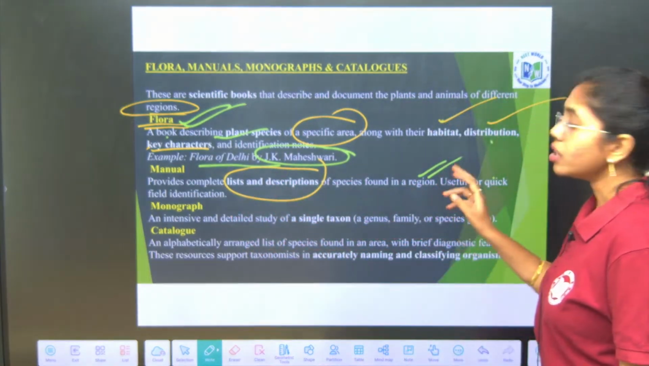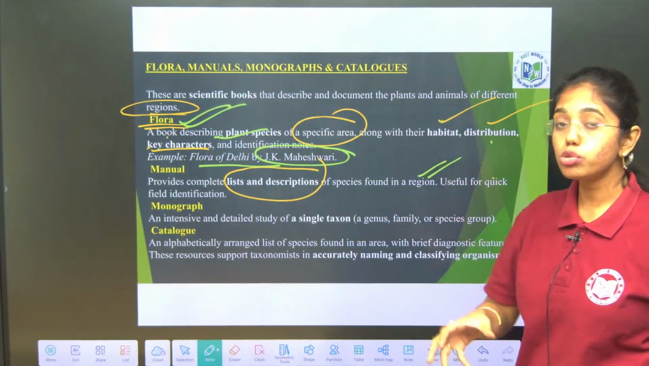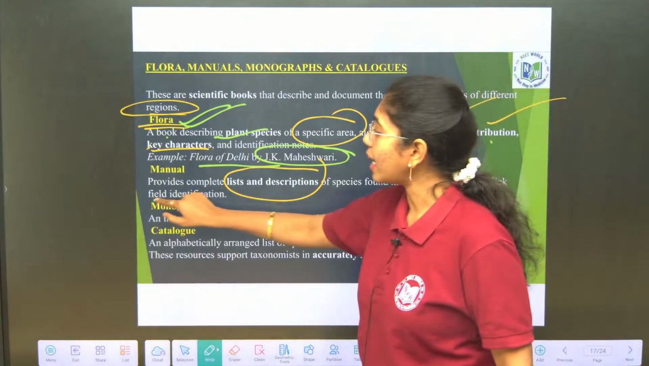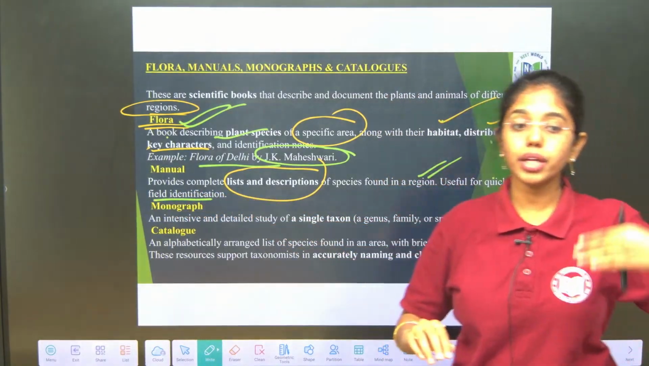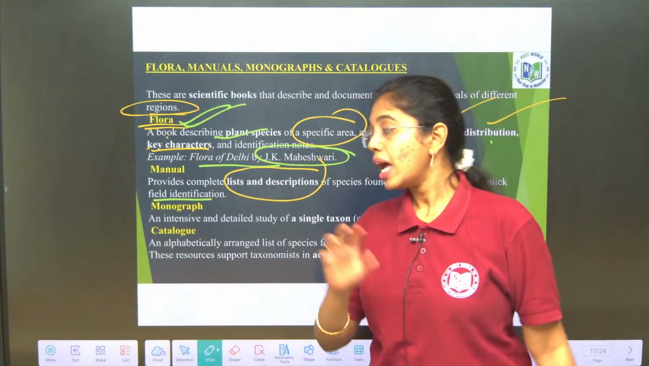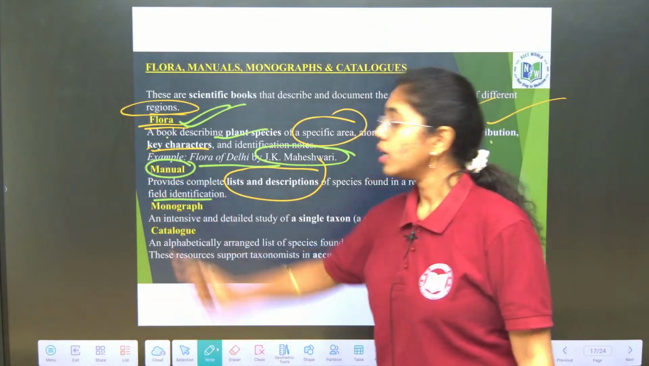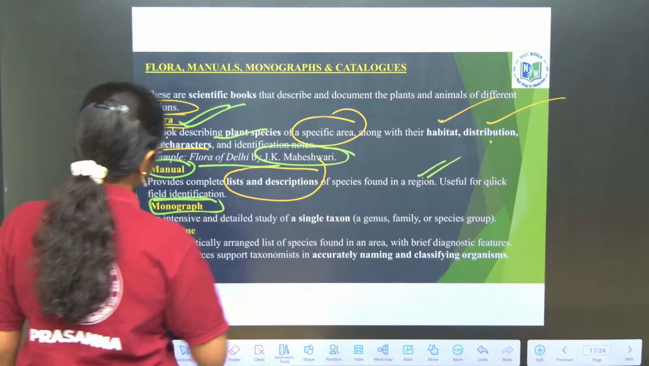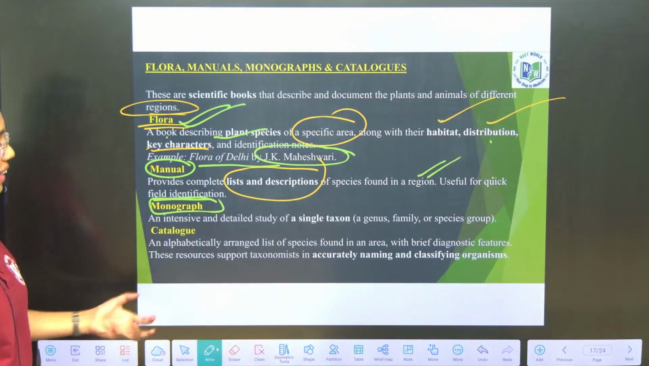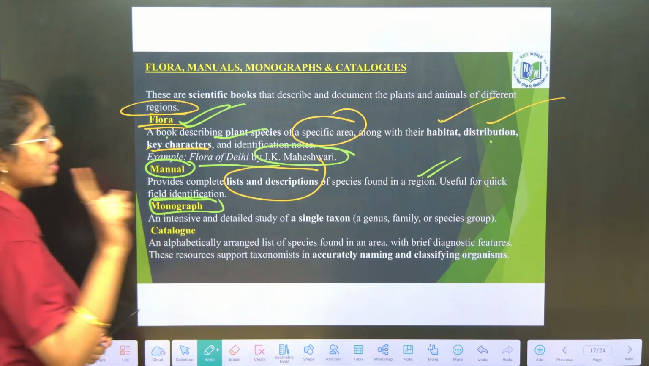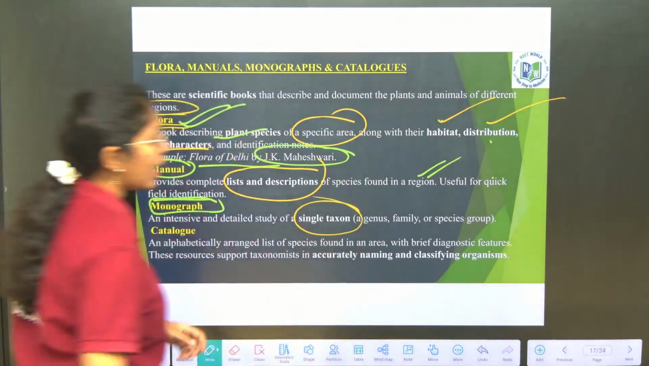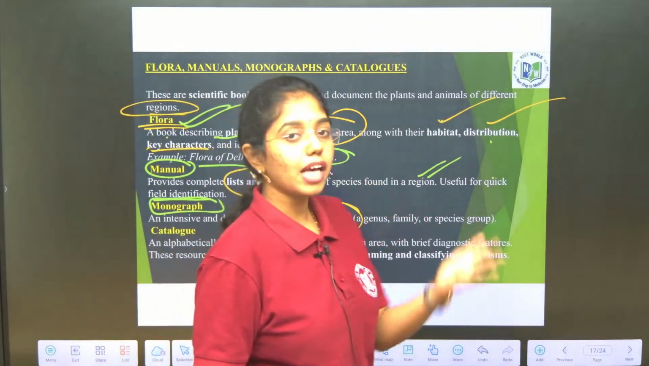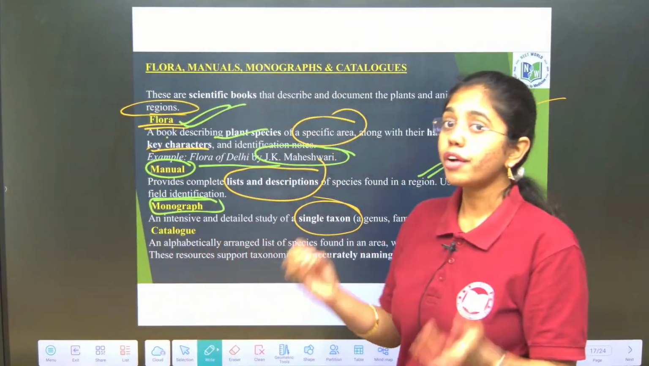Manuals are widely used as quick references for field identification. Whenever you are going to any field to identify plants, manuals will be easily useful. Next is monographs. A monograph is an intense, detailed study of a single taxon. Any single taxon can be a species, genus, class, order, family, phylum or kingdom.